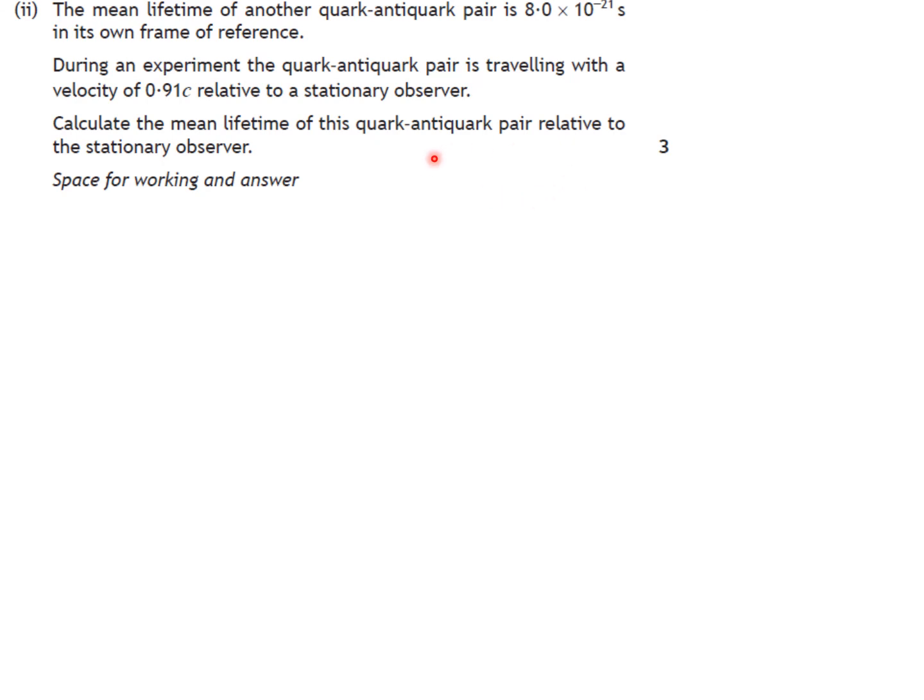Now, if you're not sure how to do this, I will do a power-up lesson on it at some point, but it's our usual KFC technique. V is 0.91 C, time is 8 times 10 to the minus 21 seconds, and we're looking for the dilated time. Otherwise, we wouldn't be able to detect these quark antiquarks. And it's just a case of plugging this into your equation and solving it. So I will leave you to do that yourselves.